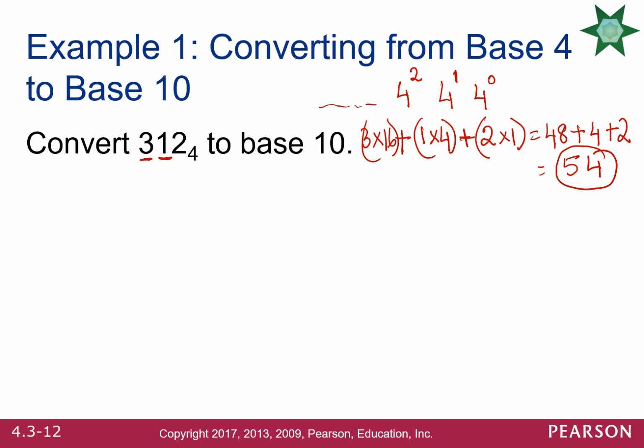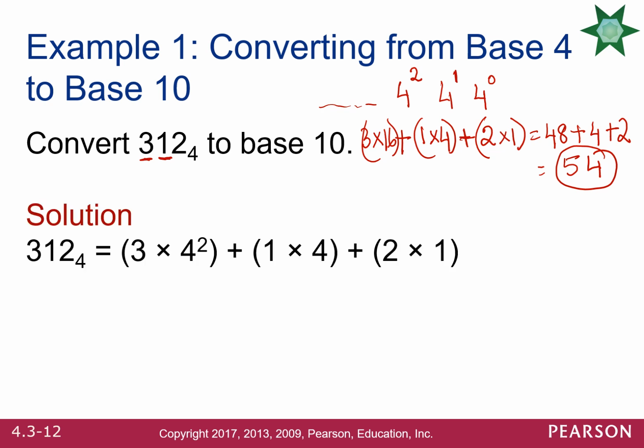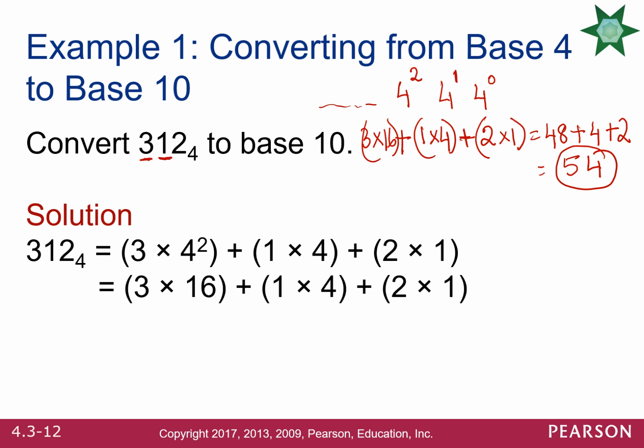So let's look at the solution that they have come up with here. See, they've done the same thing here. 312 base 4 is equal to 3 times 4 squared, which is 16, plus 1 times 4, 1 being this middle digit here, plus 2 times 1. Which amounts to 3 times 16 plus 1 times 4 plus 2 times 1, for 48 plus 4 plus 2, which gives the same answer as what we got here, 54.